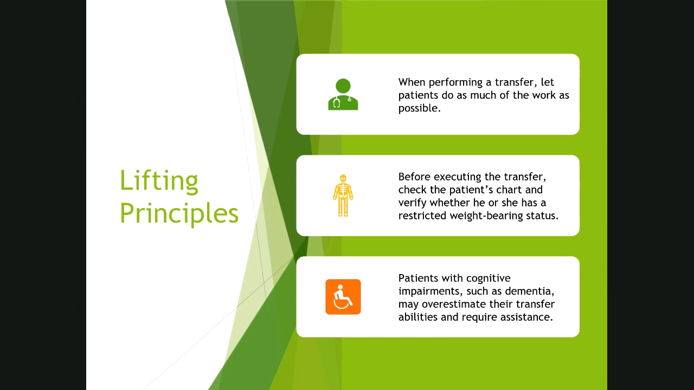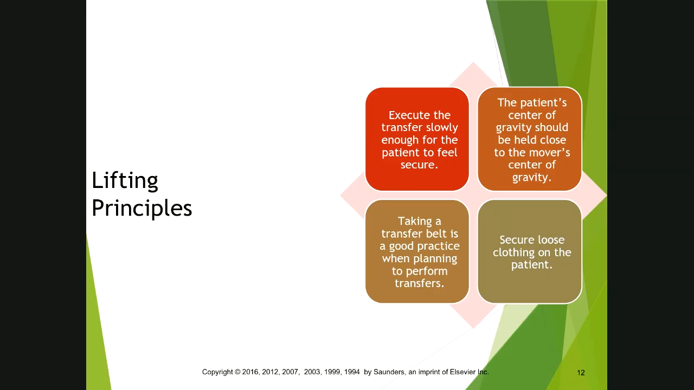Patients that have cognitive impairments, like if you have a patient with dementia, they can overestimate their ability and they might require assistance. But I would tell you, don't just assume that a patient can't do something. Allow them to attempt to try and see if they can. And if they can, that's great. But if they can't, then you're there to assist them. All right, so don't let patients overestimate what they can do, because sometimes they will do that unknowingly. They're not trying to trick you. They just think that they can do it when in reality they can't.